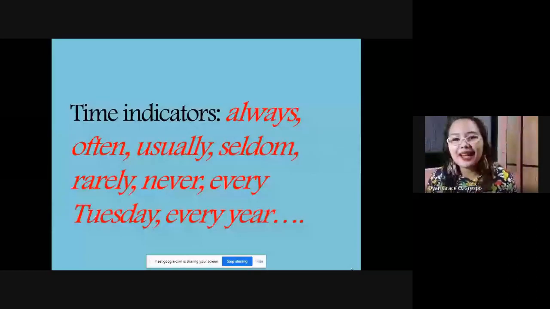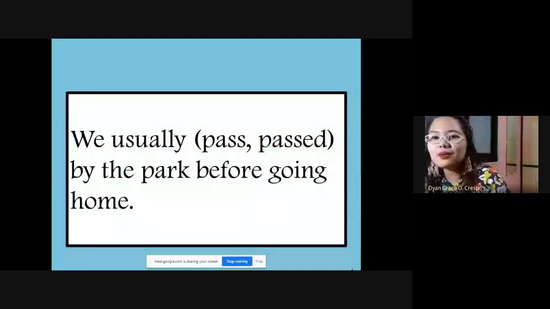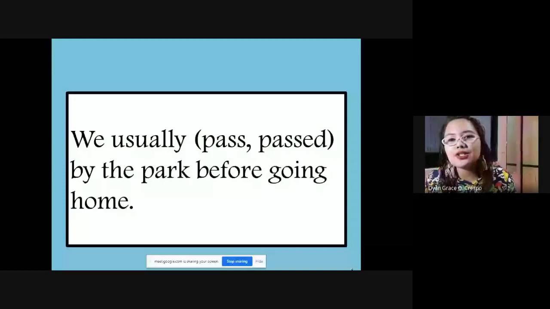So, now, let's have another activity. What is the correct word for this one? Okay, so just type your answers. We usually passed by the park before going home. Okay, we usually passed by the park before going home. What is the correct answer?